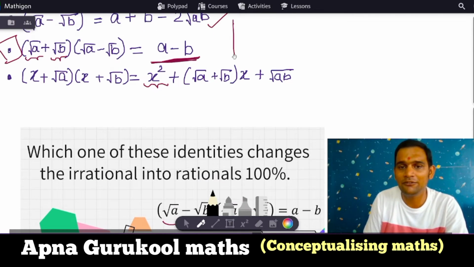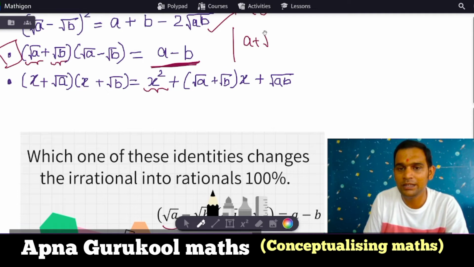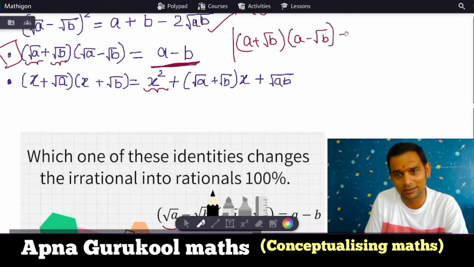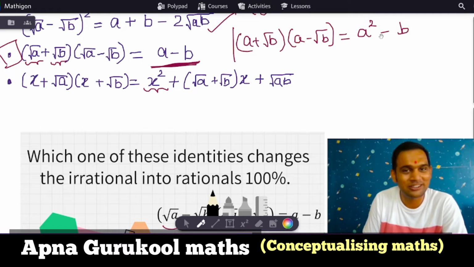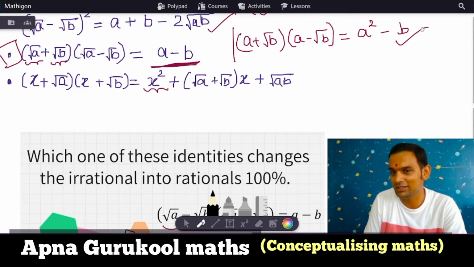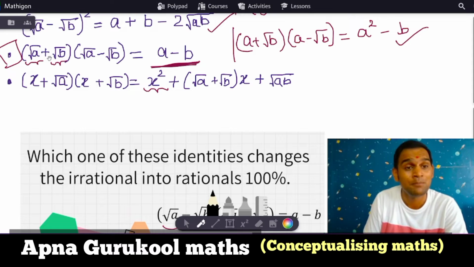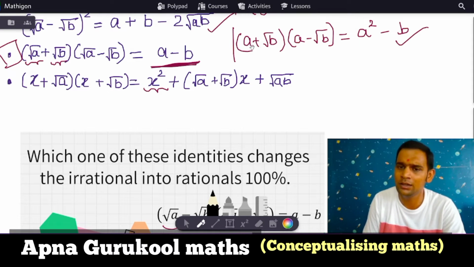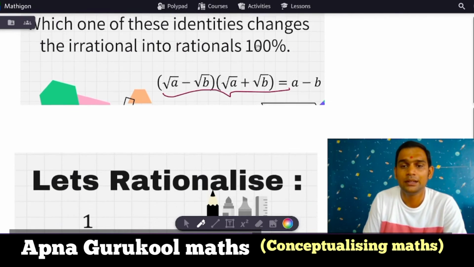For example, if we have a plus root b multiplied by a minus root b, are we sure that we are going to get a rational number once again? Let's try to understand. This identity will lead us to a square minus b. So a square is obviously rational, and a positive rational, to be more precise. b is obviously a rational number, so this will also be a rational number. So it is not required that both of them should be square roots. The other one can always be a rational number. So that is how we use it.